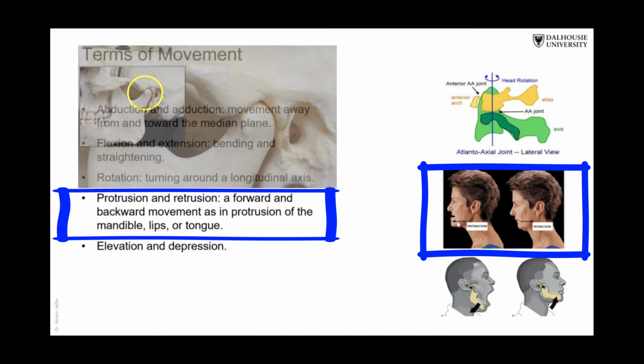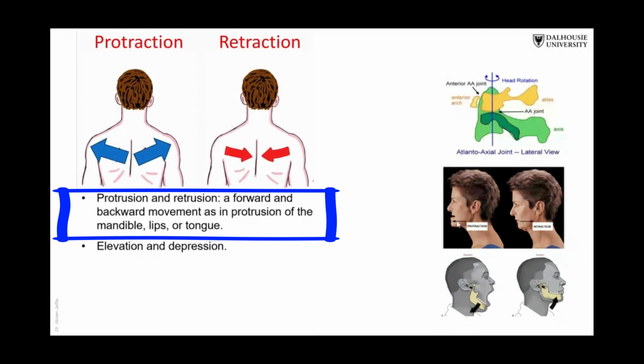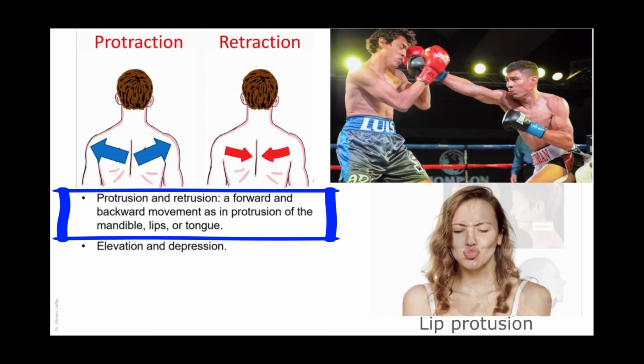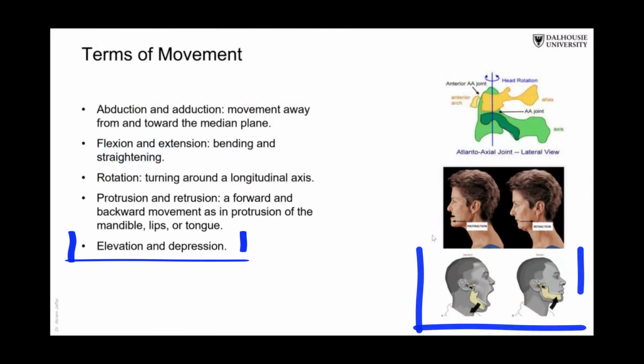We have protrusion of the scapula, for example, when a straight punch is delivered. So the scapula moves forwards on the thoracic wall. And we have elevation and depression. Again, they are used for the mandible at the temporomandibular joint.